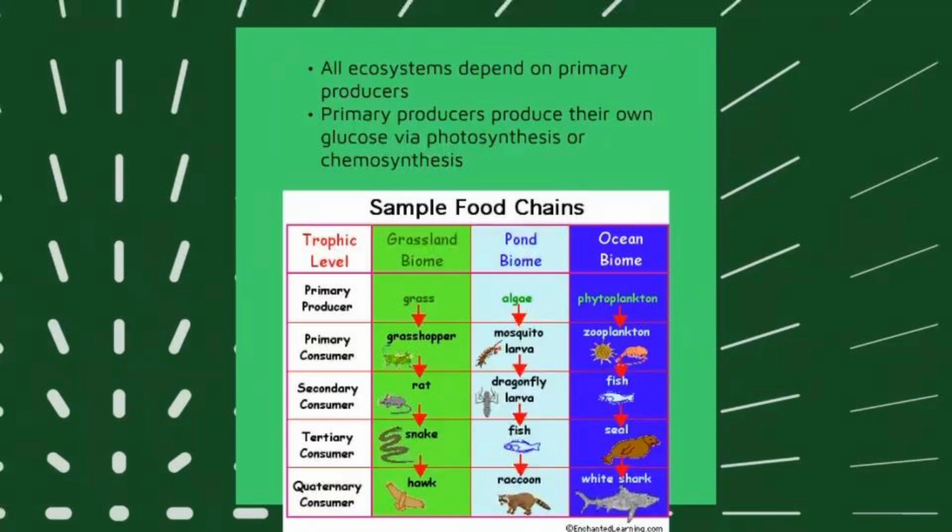So primary producers are what every ecosystem is dependent on. Every ecosystem depends on primary producers to produce the energy that is then passed on through the rest of the ecosystem. A primary producer can also be called an autotroph because they produce their own energy, and this can be done mainly through photosynthesis, which plants do.